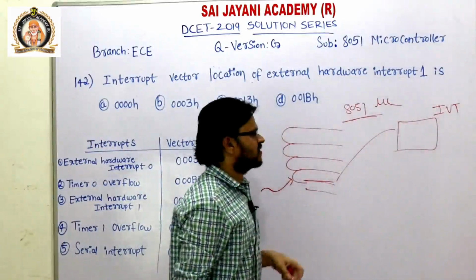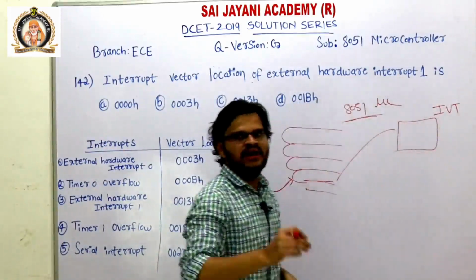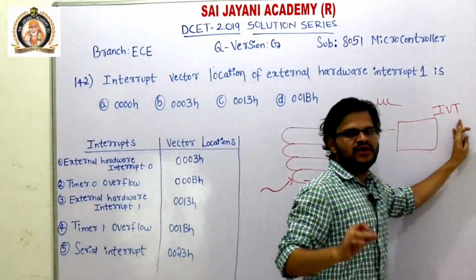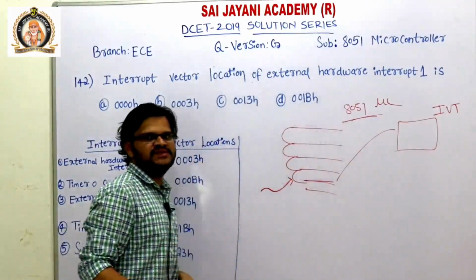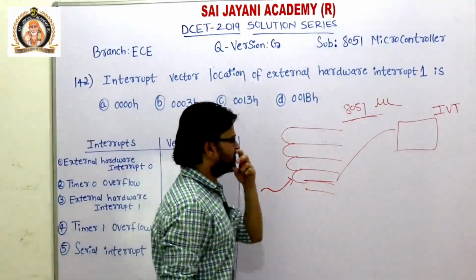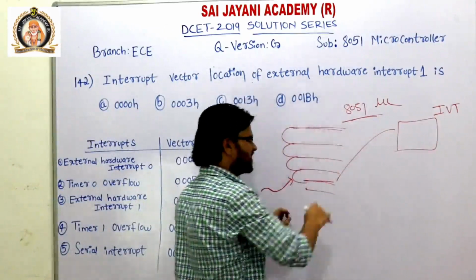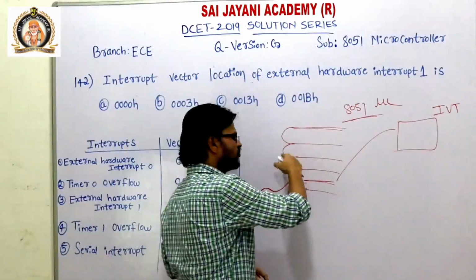In the interrupt vector table we have the addresses of the ISR. ISR means interrupt service routine. I will say the concept once again: the 8051 starts executing the instructions one by one.